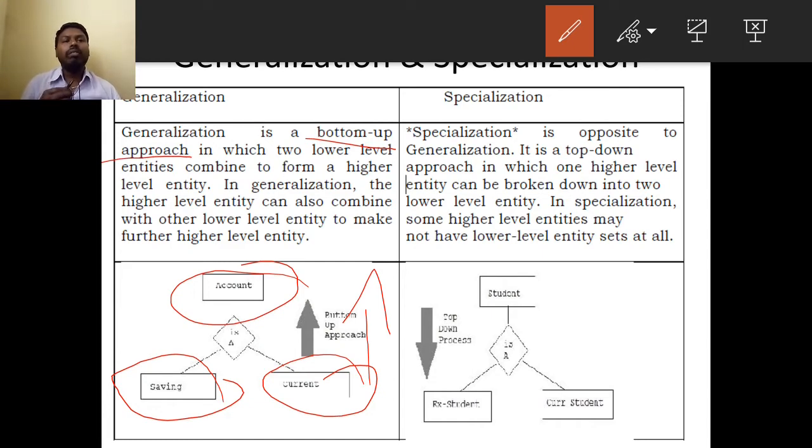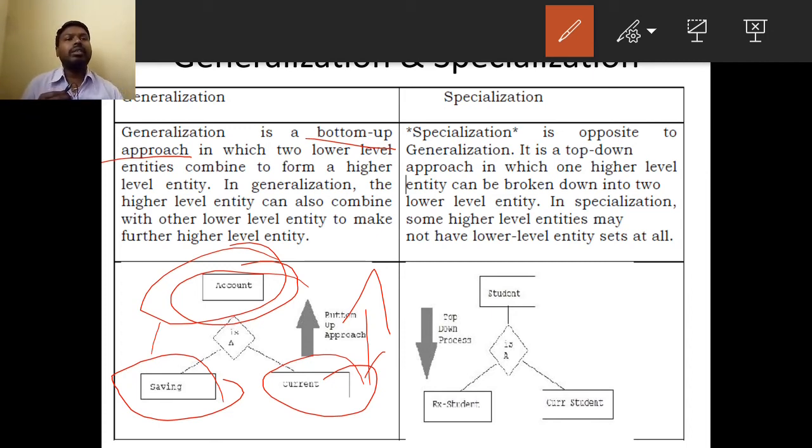In this approach, two low-level entities combine to form a higher level entity. In generalization, the higher level entity can also combine with other lower level entities to become a further higher level entity. In this example we are not going to do the second one. First, generalization is a bottom-up approach. Second, the two lower level entities combine to form a higher level entity. That is called generalization.